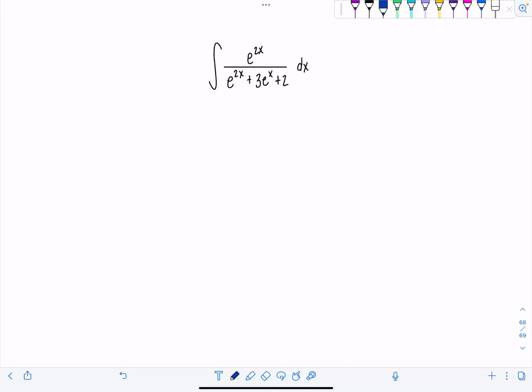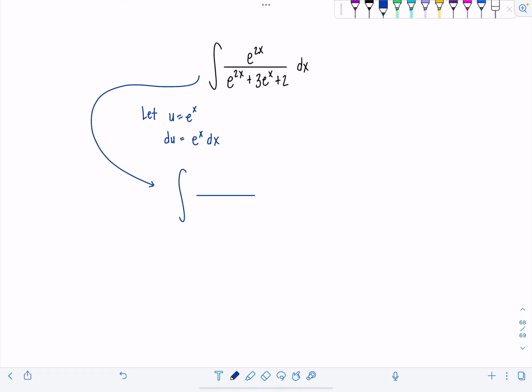The first thing we're going to start off by doing is making a u substitution. So we're going to let u equal e to the x. And then that means du will be e to the x dx. So notice here, if you need to remind yourself about your laws of exponents, e to the 2x in the numerator can be rewritten as e to the x squared, right? Same for this e to the 2x down here, 3e to the x plus 2 dx.